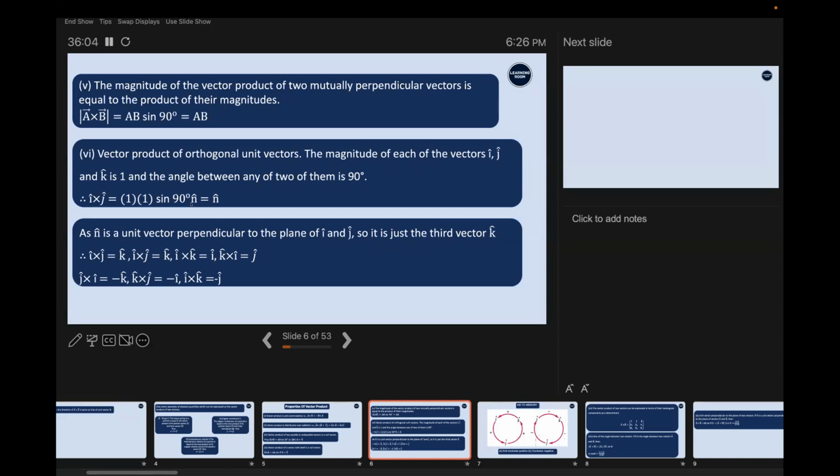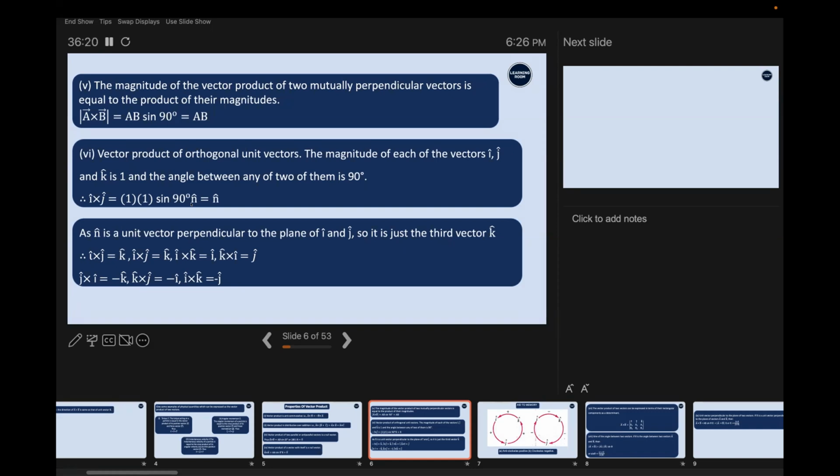In that scenario, what is i cross j going to give me? Because I know that A cross B is not the same as B cross A, it is anti-commutative. That's what the first property is. If that is the scenario, then I need to know what i cross j gives me. For that, let us try to visualize.